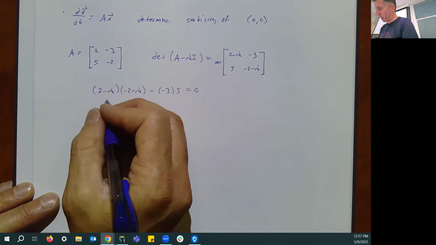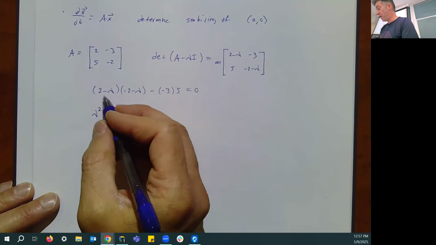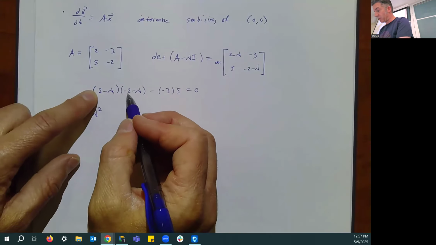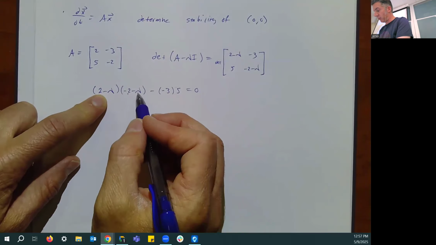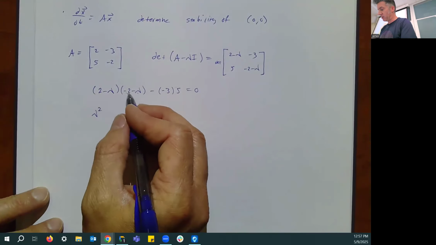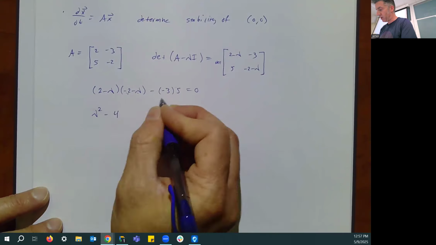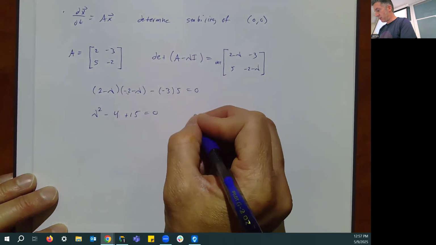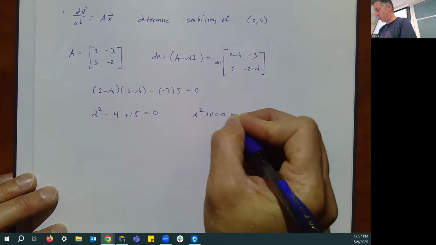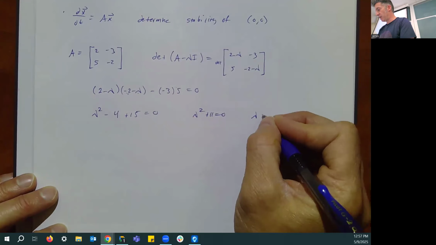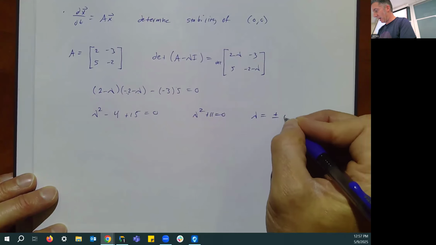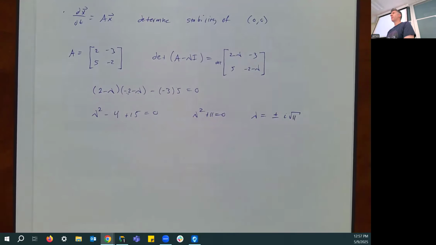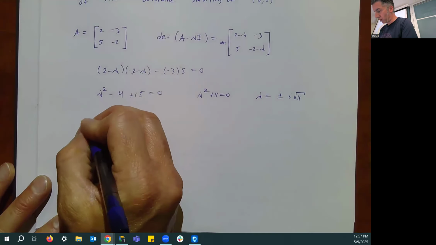Let's simplify that. We're going to get lambda squared. The lambdas will cancel out. We're going to get a -2 lambda and a +2 lambda. And then finally we get 2 times -2, which is -4, plus 15 equal to 0. So we get lambda squared plus 11 equals 0, or lambda equal to plus or minus i root 11. I have no real part. So that means I have a neutral spiral.